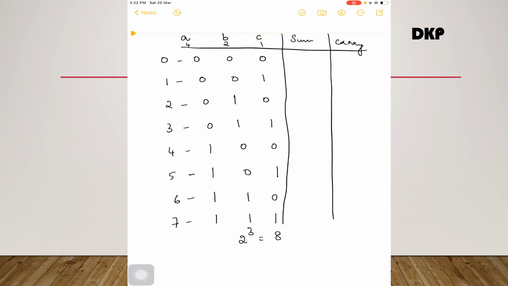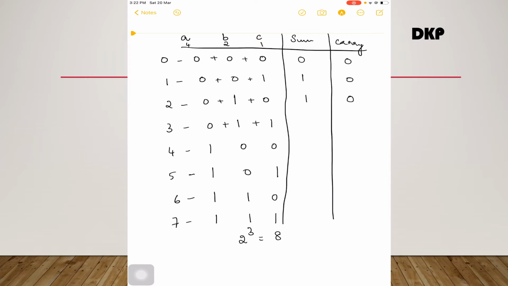Now you have to add these inputs. 0 plus 0 plus 0 will give you 0. Is there any carry? No. Therefore, the carry is 0. Again, 0 plus 0 plus 1 will give you the sum as 1. And is there any carry here? No. Therefore, the carry is 0. Again, 0 plus 1 plus 0 will give you 1. There is no carry here. Therefore, 0.